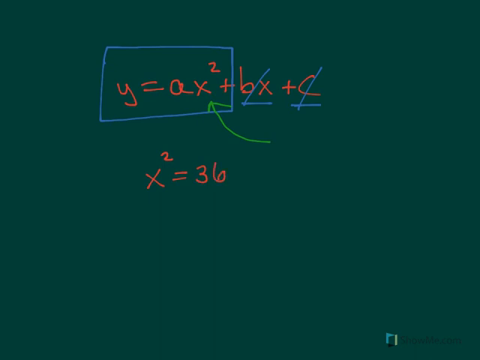So we have x squared. What is the opposite of squaring something? That would be square rooting. So we're going to square root both sides. So the square root of x squared should be x, because x times x equals x squared. And the square root of 36 should be 6.